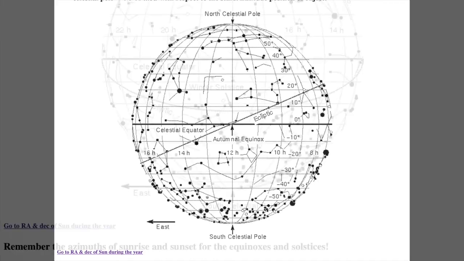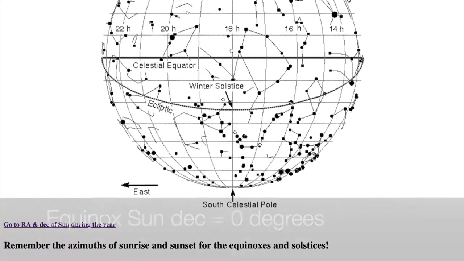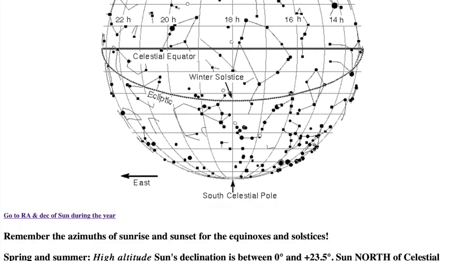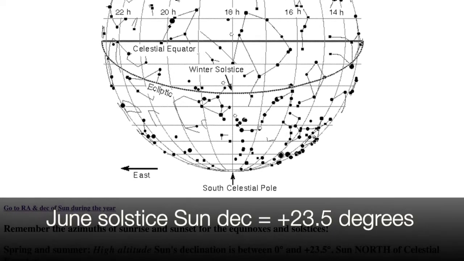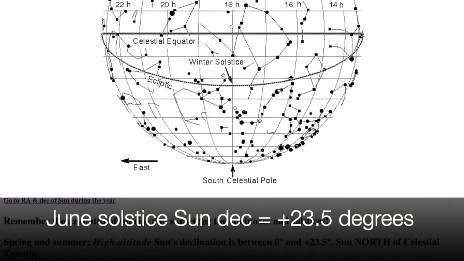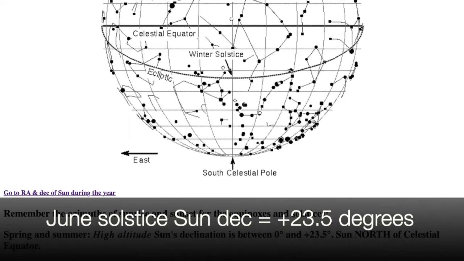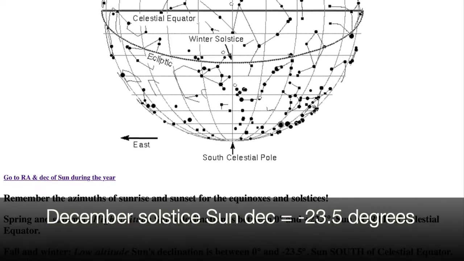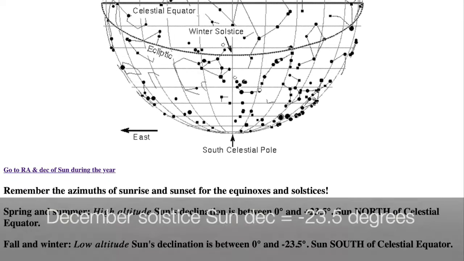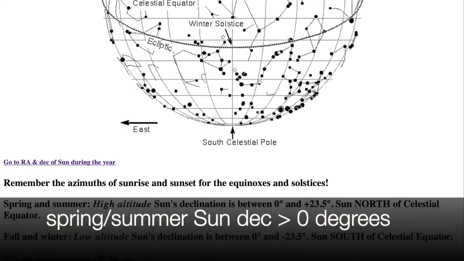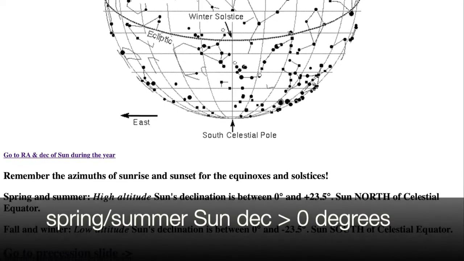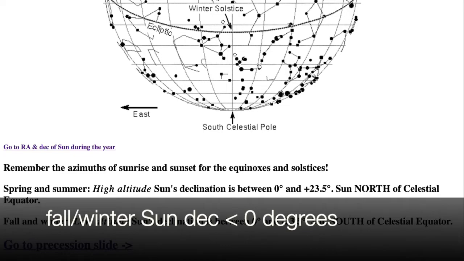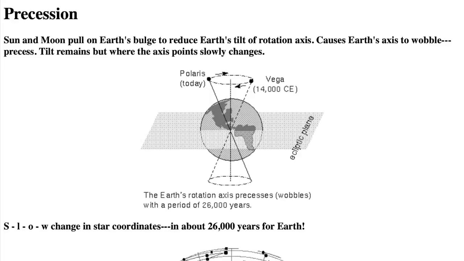At the equinoxes, the sun is on the celestial equator, so it has a declination of 0 degrees. At the June solstice, the sun is at declination plus 23.5 degrees, and at the December solstice, the sun is at declination minus 23.5 degrees. This means that during our spring and summer, the sun's declination is positive, and during the fall and winter, the sun's declination is negative.